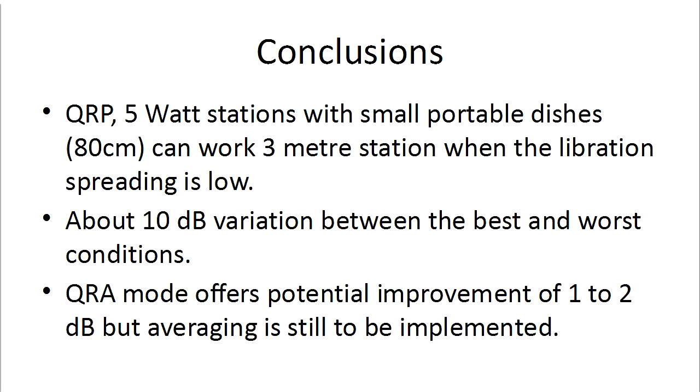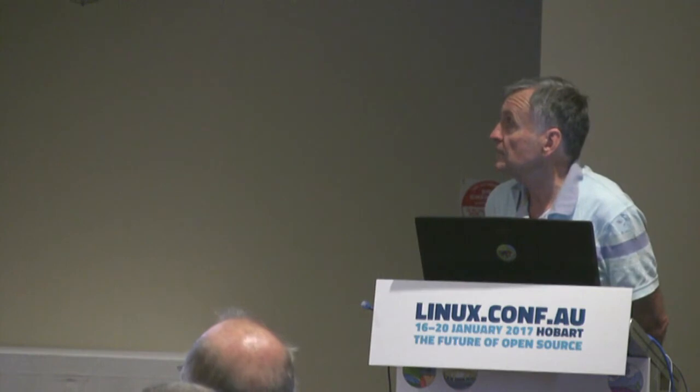There's about 10 dB variation from worst to best to worst conditions. The new mode QRA offers the potential of another 1 to 2 dB improvement, and it still has averaging to be implemented, which might do even a little bit better by averaging over different periods.